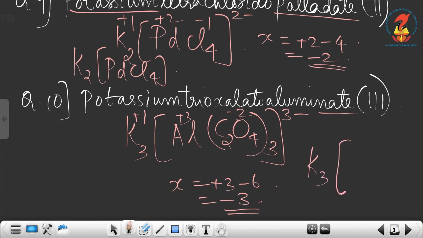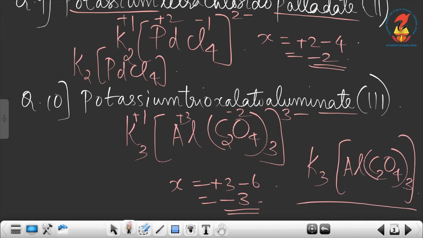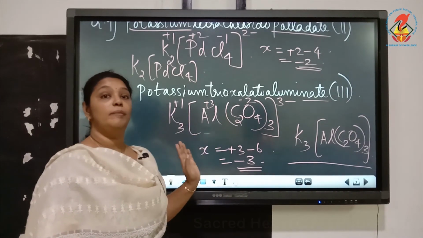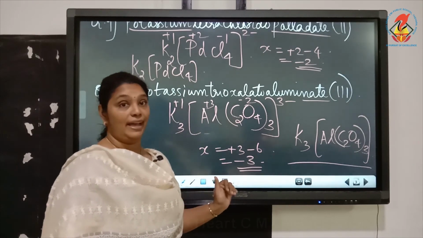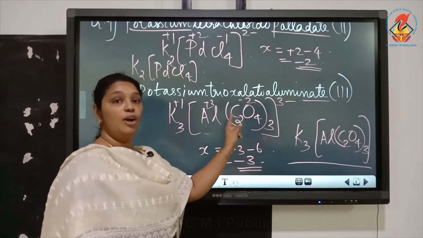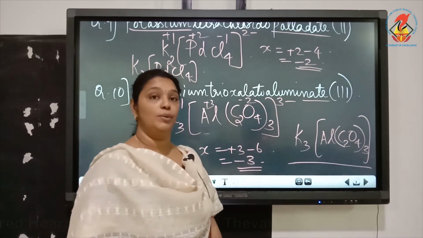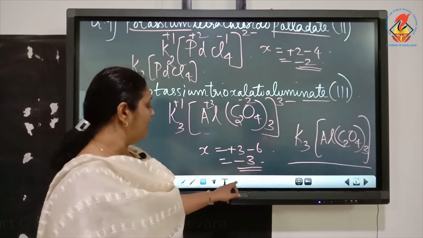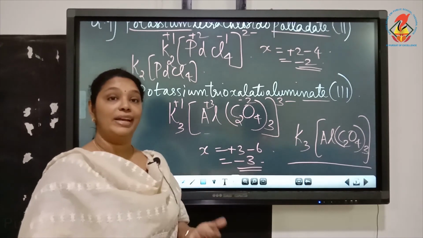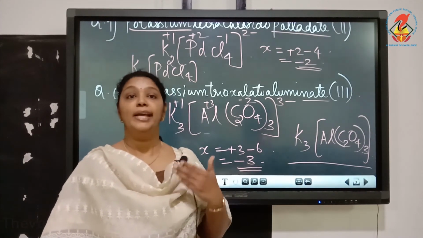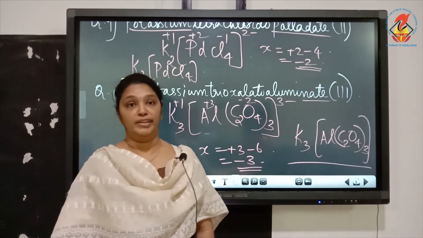So what will be the formula of this compound? The formula is K3[Al(C2O4)3]. And tell me what's the coordination number of this compound? Coordination number of this compound is 6. What do you mean by coordination number? The number of ligands. Since oxalate ion is a didentate ligand, I had to multiply with 2. So 3 into 2 will be equal to 6. So these are the examples for writing the formula of the coordination compound if the IUPAC name is given. Thank you.